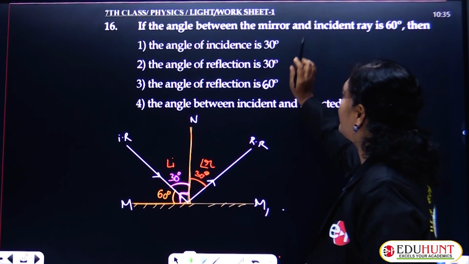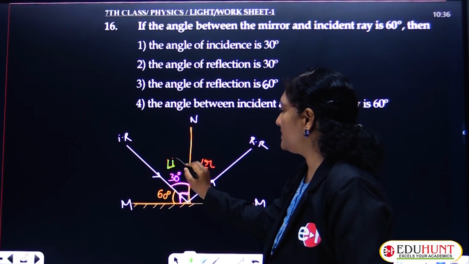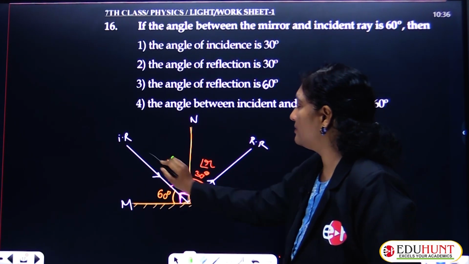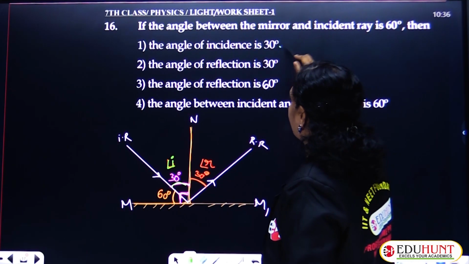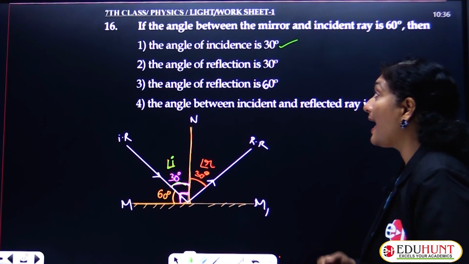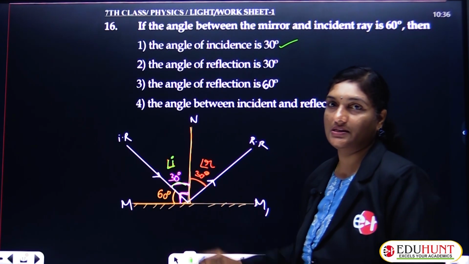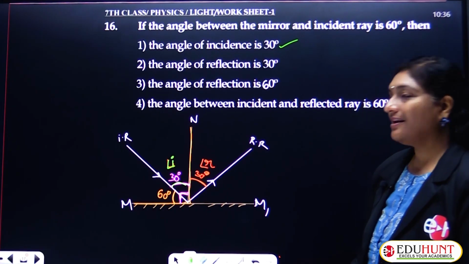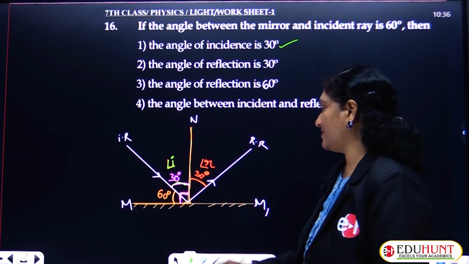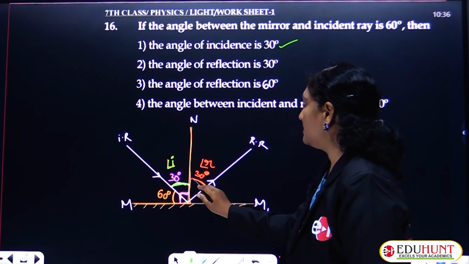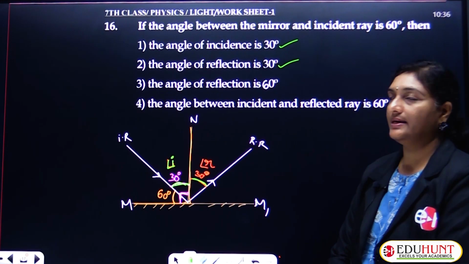So, let us check the options from the given question. First one: what is the angle of incidence? This angle itself is called the angle of incidence, and that is equal to 30 degrees. Of course, it is true. And the angle of reflection: we know that the angle of reflection and angle of incidence are both equal. From the laws of reflection, we studied that the angle of incidence is always equal to the angle of reflection. If this is 30 degrees, this must also be 30 degrees. So, the angle of reflection is also found to be 30 degrees.